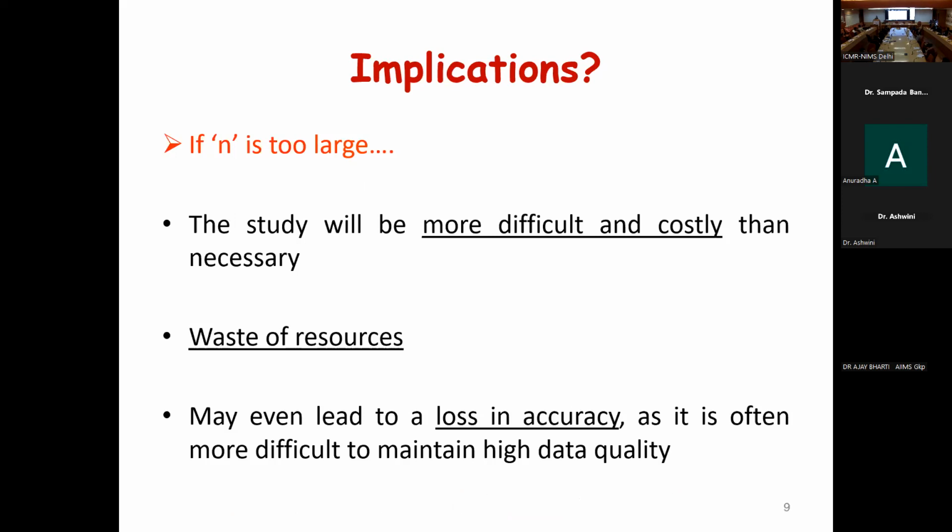What happens when n is too large? With large numbers, you can prove anything. You will do some statistical analysis and you will say highly significant, and you will show anything.